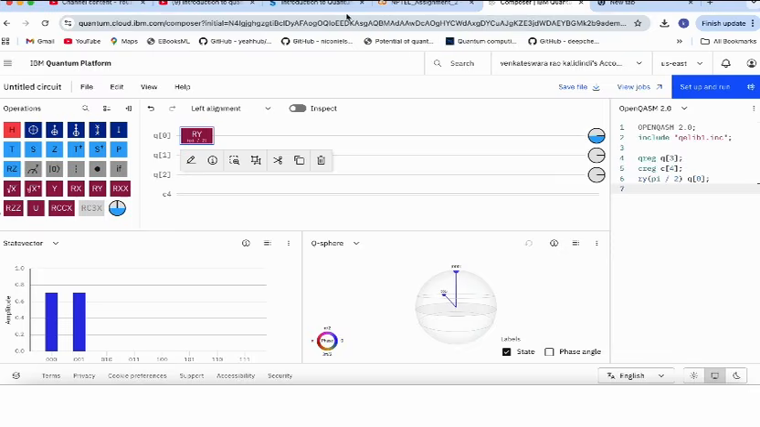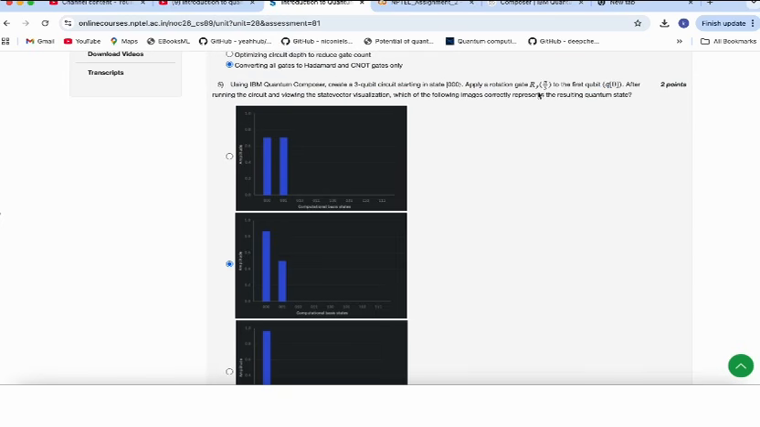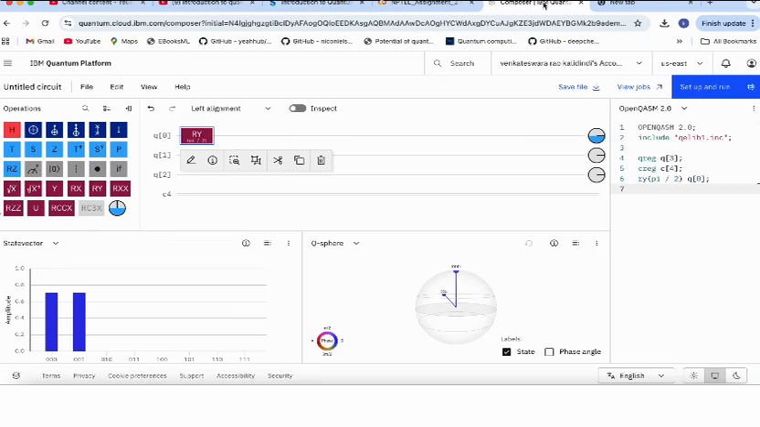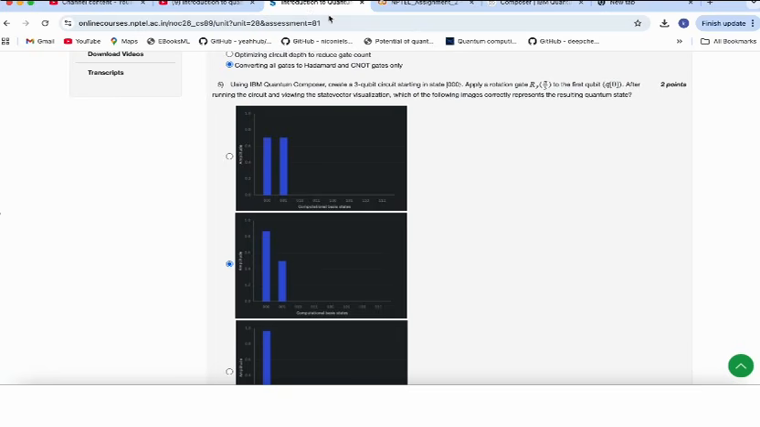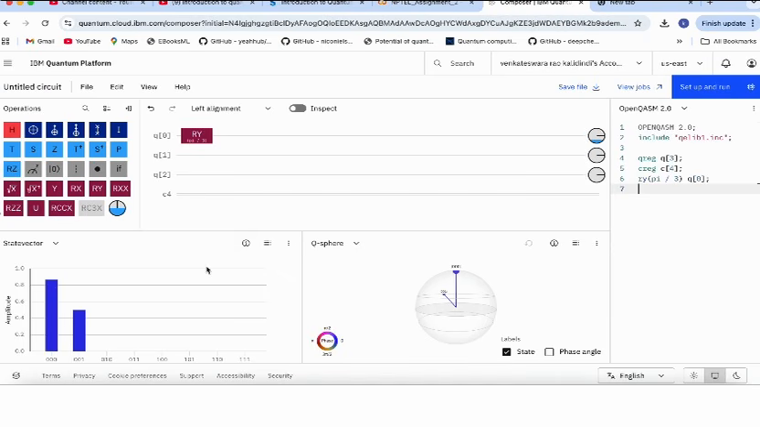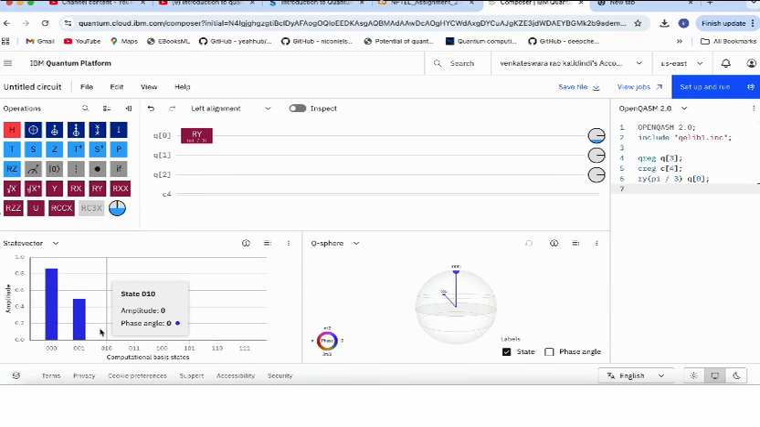What was the rotational axis they have given? RY of pi by 3. The angle given is pi by 3, so I am updating it to pi by 3 on qubit 0. They have applied it on the first qubit, q0. What they are asking is to run the circuit and view the state vector visualization. So in the state vector visualization, you see that the 000 state has more than 0.8 amplitude and 001 has more than 0.4 amplitude. This is the state vector representation.